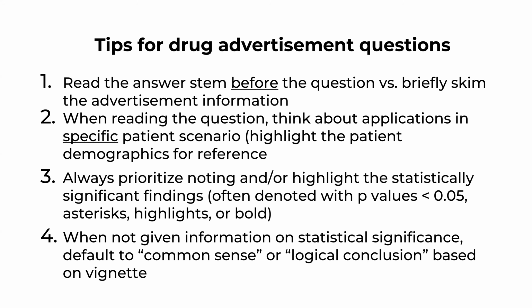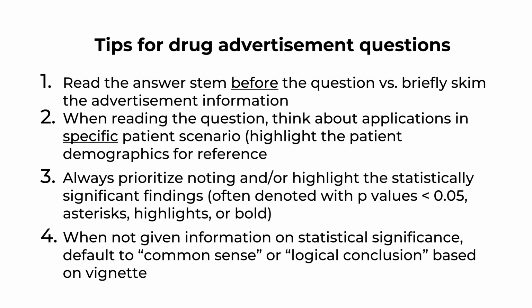Number 2, when reading the question, think about applications in the specific patient scenario. So remember, they give you a patient, for example, a type 1 diabetic. They give you an age range. They give you comorbidities like hypertension, diabetes. You want to highlight those things so that you can reference them later when you're looking at the questions and looking to see if the article is even talking about the same type of patient population.